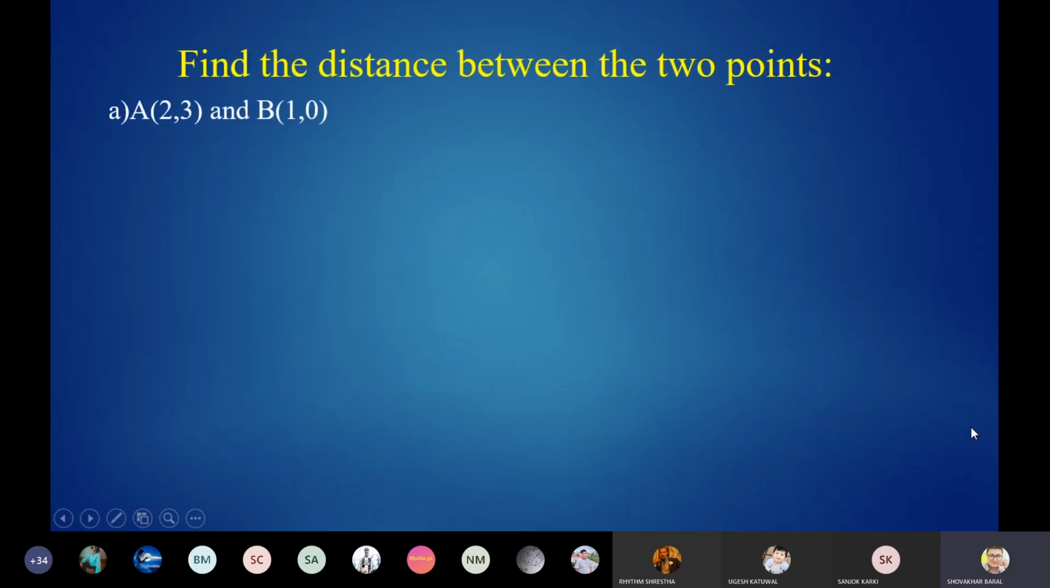Okay, let me go to the next one. Have you copied the earlier slide or not? Please let me know if you have not done. Okay, let's find the distance between these 2 points. Though this is a very primitive thing of this topic, I think you have done it in class 8 also. So let's find the distance between these 2 points.